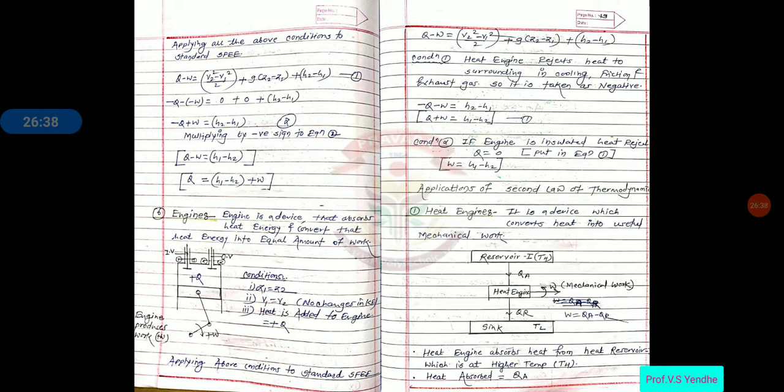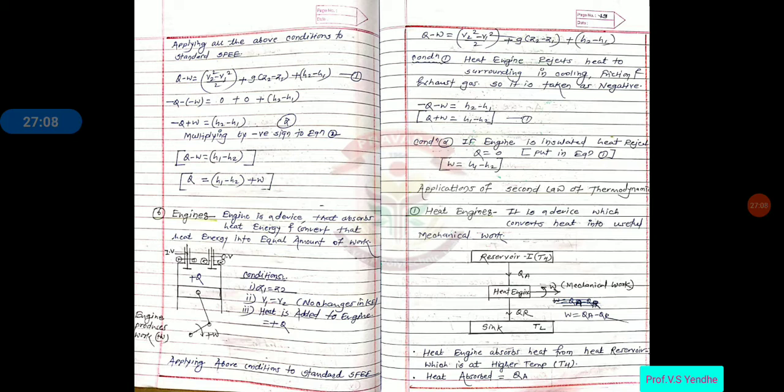Then there are two types of conditions. If the heat is rejected by the engine to the surrounding, in a cooling, in that case we will get Q is equal to minus Q, so that we will get minus Q minus W is equal to H2 minus H1. So finally we will get Q plus W is equal to H1 minus H2 when the heat is rejected to the surrounding.